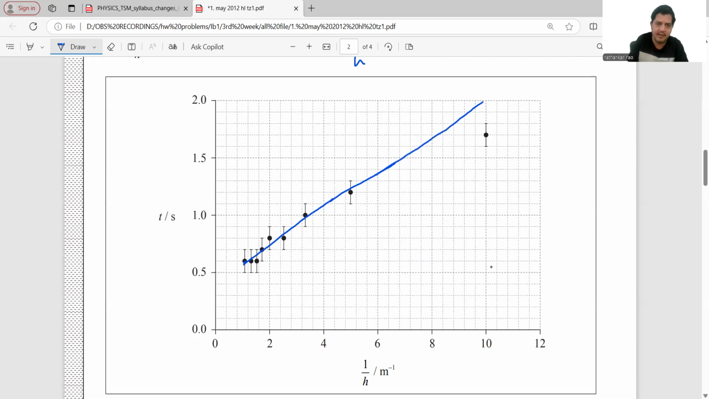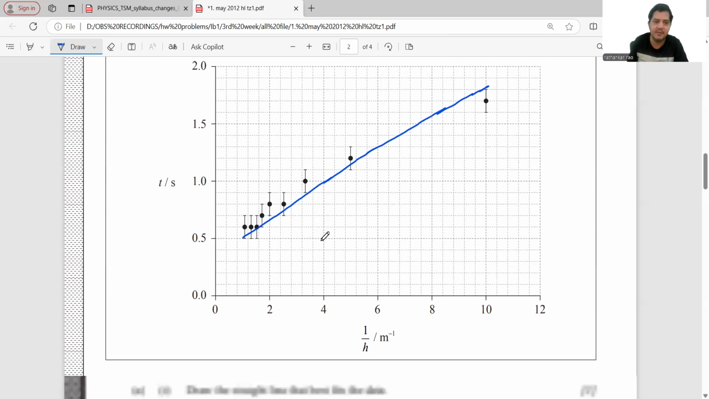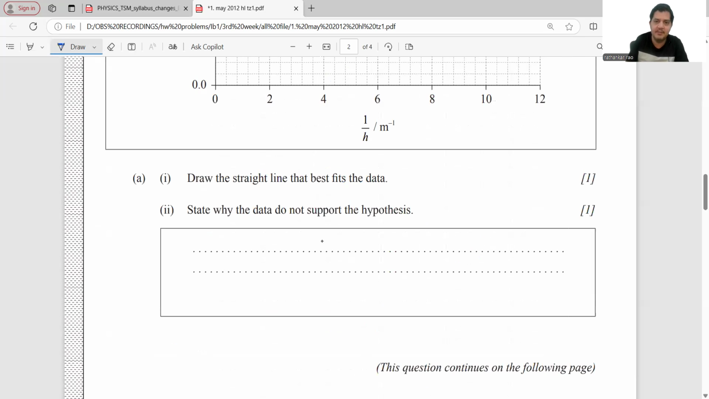No, it doesn't fit it. This is not the right one. I'll just erase this. I need to draw a straight line which passes through all the error bars. That's what I need to do. It should just touch the error bars. If it touches like this, this would be the straight line for it. Okay, this is done.